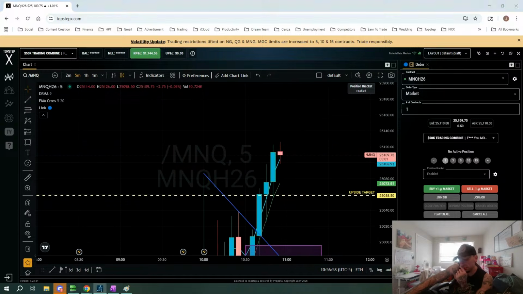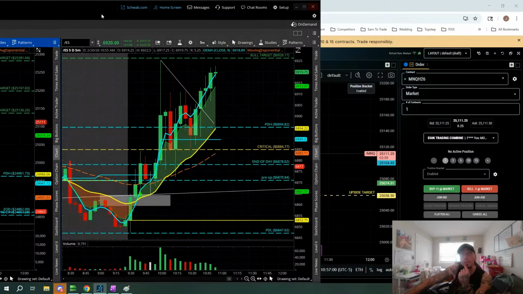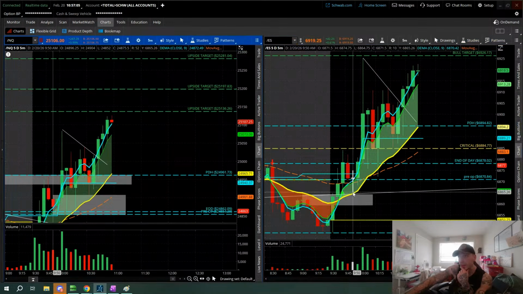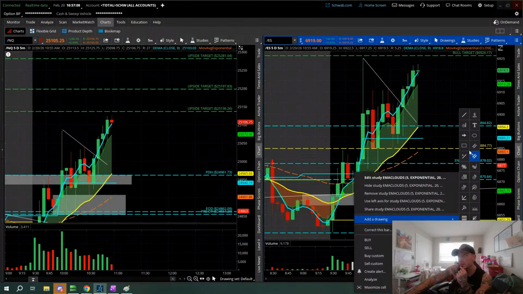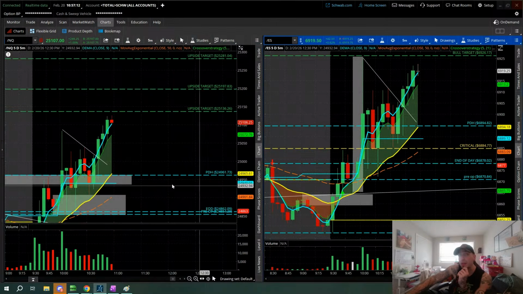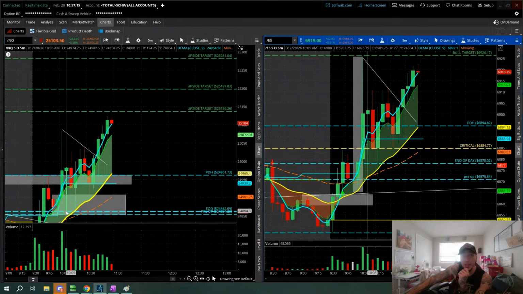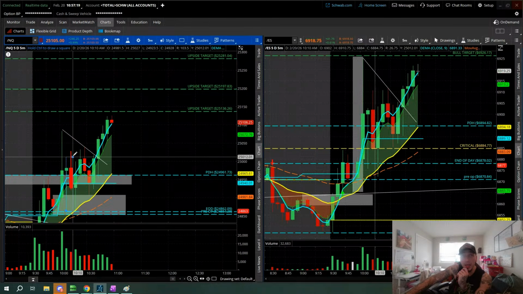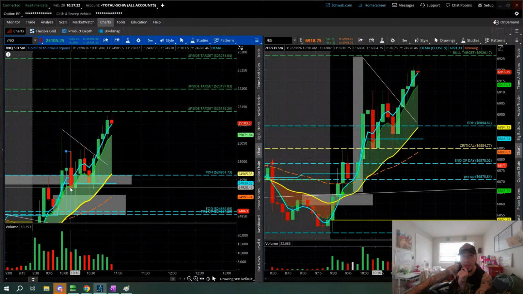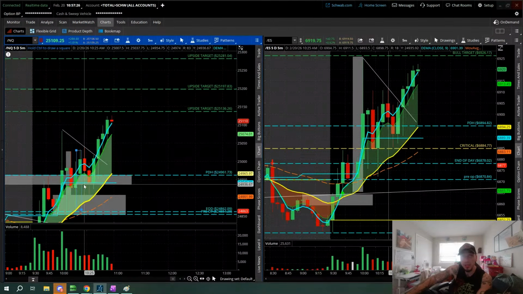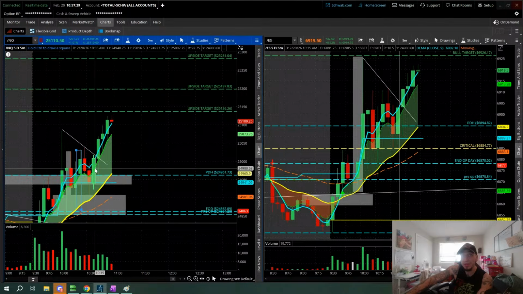All right, let's do a quick recap. Phenomenal trade right here on SPY. Then we played the AOV on NQ. Then we played the AOV again. We got caught in some chop there and lost a couple trades. Then we got back in here on this candle.